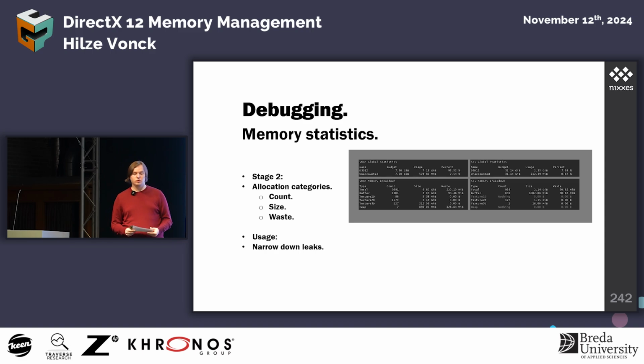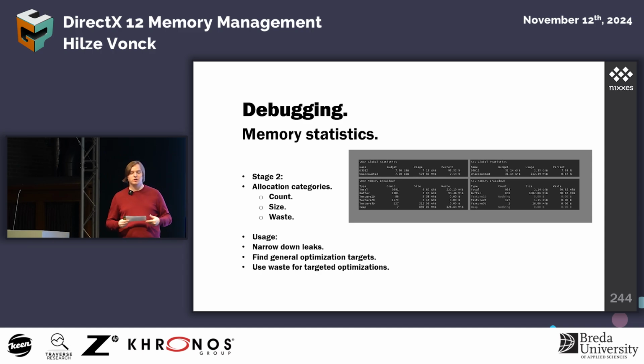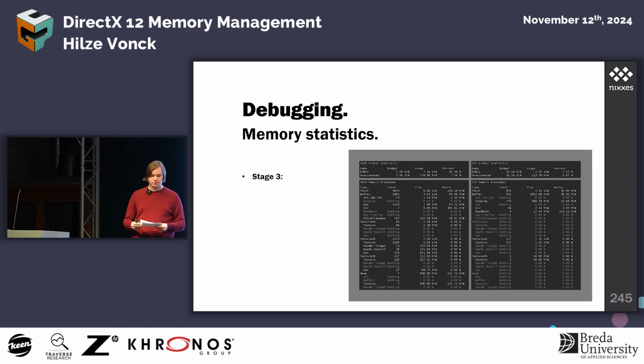We use this to narrow down where our memory leaks are coming from, where we should focus our optimizations, for instance, by reducing memory targets for texture memory or things like that, and of course, where we can reduce the waste by using dedicated resource allocators.